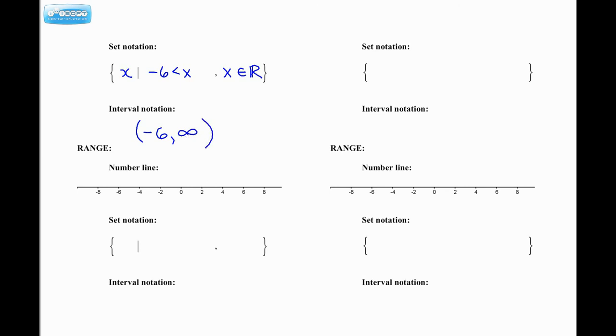Okay, so that concludes domain for the first relation. So let's do domain for the second, which is pretty easy. We only have specific points. So in this case, only specific x values that we're allowed to use. I've already plotted them on the number line.